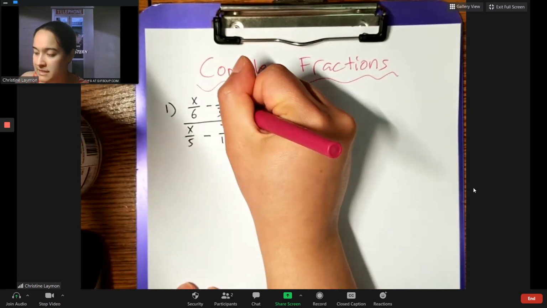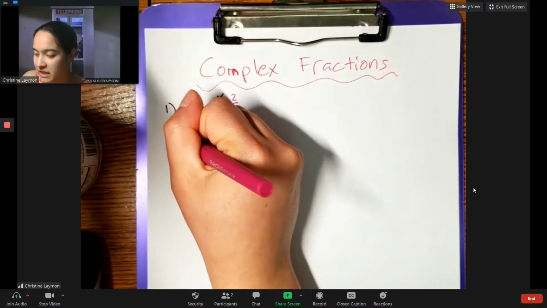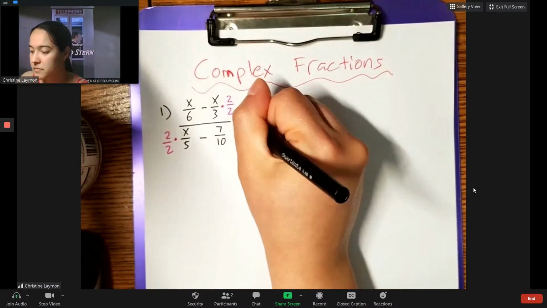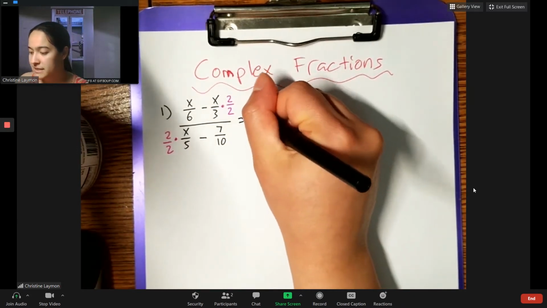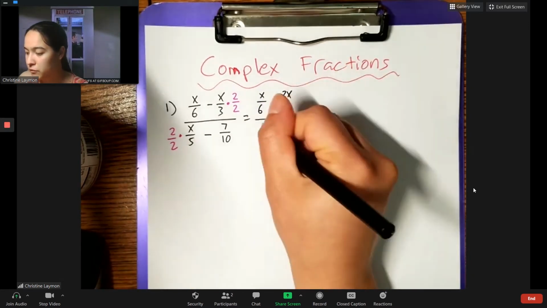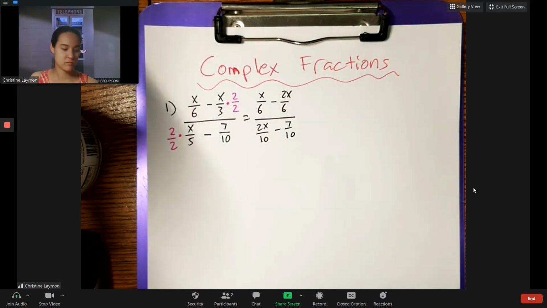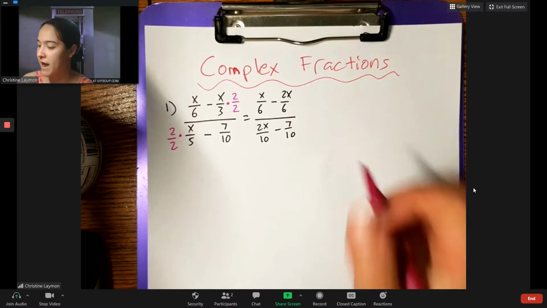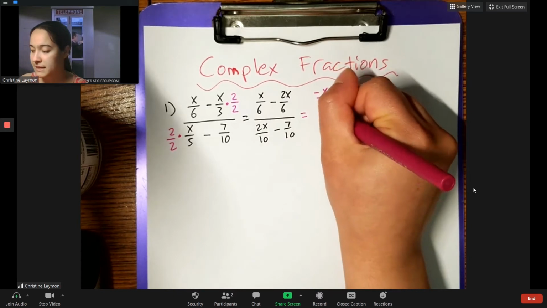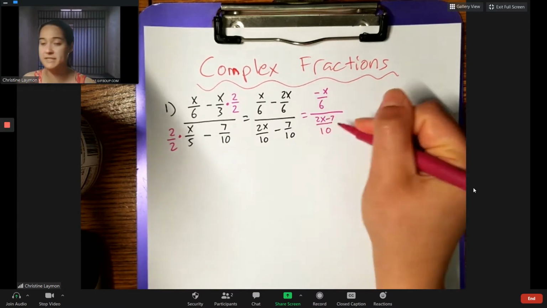That's what I'm going to go ahead and do. So right here, I'm going to take this one and multiply top and bottom by 2 over 2. Same thing here, 2 over 2. Let's go ahead and write out what we have now. So I have x over 6 minus 2x over 6, all over 2x over 10 minus 7 over 10. Let's combine them so I can actually see how they're one fraction. So x minus 2x, that's negative x over 6, all over 2x minus 7 over 10.